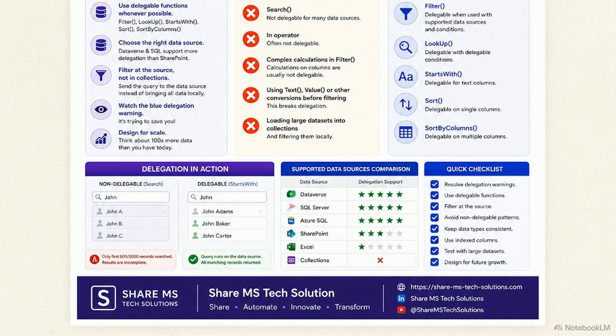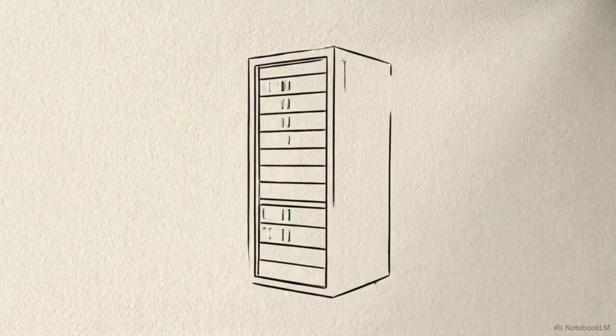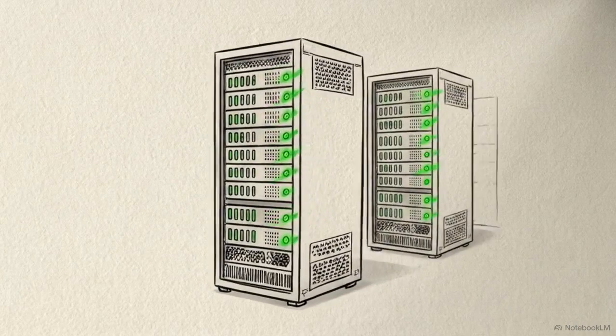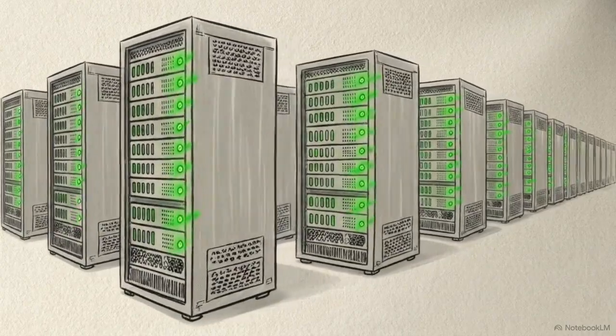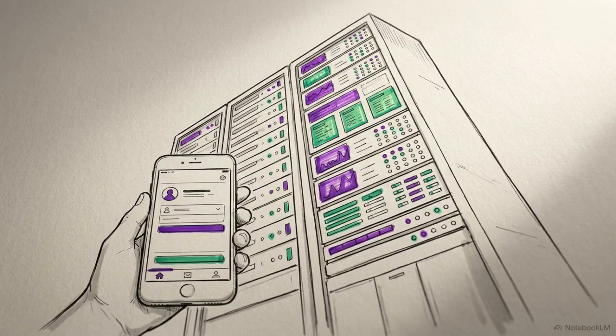This checklist summarizes the design principles for scale: resolve delegation warnings, maintain consistent data types, and use indexed columns on the backend. While an app might work with a few hundred records today, enterprise developers ensure the query structure can handle 500,000 records tomorrow. To build apps that scale, ensure the database performs the work rather than the user's device.